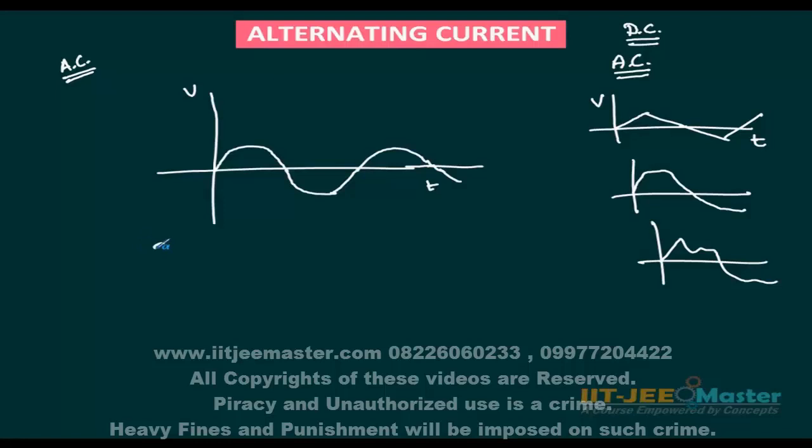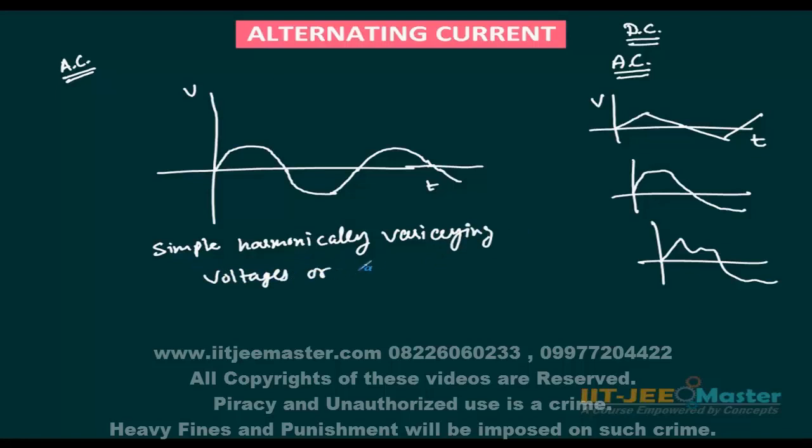And in short we can say simple harmonically varying voltages or current. So AC voltage, AC current, we will be using the terms in this way. This means that they are simple harmonically varying, or say simple harmonically time dependent voltages.